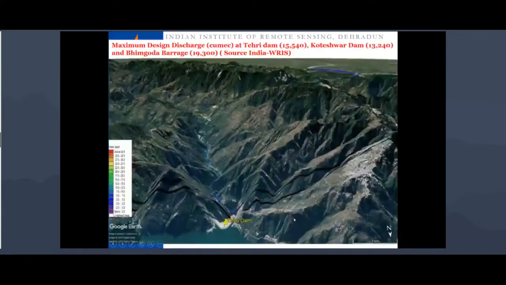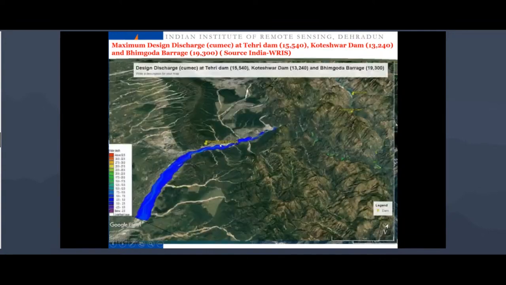Now if you see in 3D, this is the Tehri Dam, and this is a simulation. Suppose for Tehri Dam water release is there. So how will this water go? Look at this. This is Haridwar city. So how will water inundate Haridwar city and other areas? This type of analysis you can do using the flood simulation.